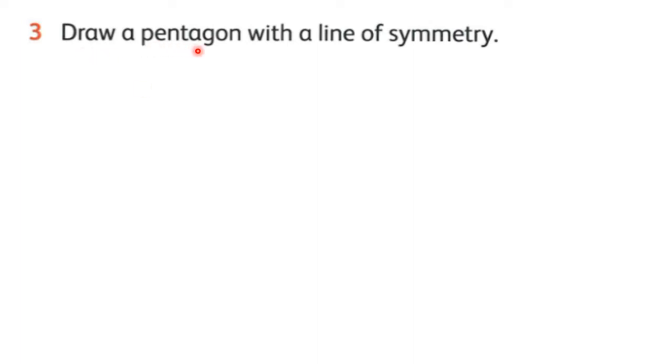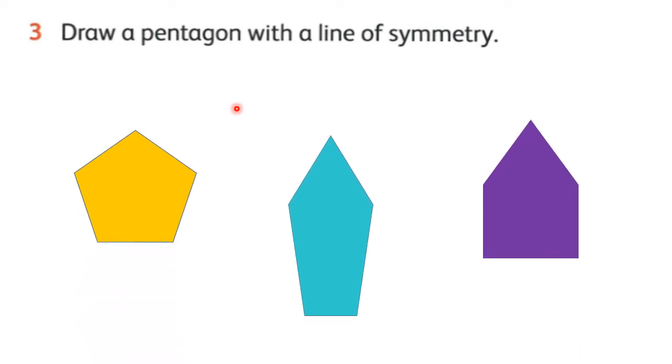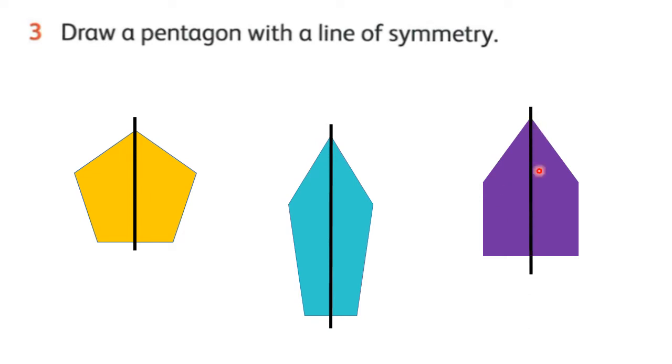Draw a pentagon with a line of symmetry. Again, these are just 3 examples, 3 different pentagons with a line of symmetry. We've got this one here, this blue one, and the purple one that looks like a house. The first pentagon is an equilateral pentagon, and it has not 1 line of symmetry, but 5. The second is a pentagon with 1 line of symmetry, and also this purple one has 1 line of symmetry.